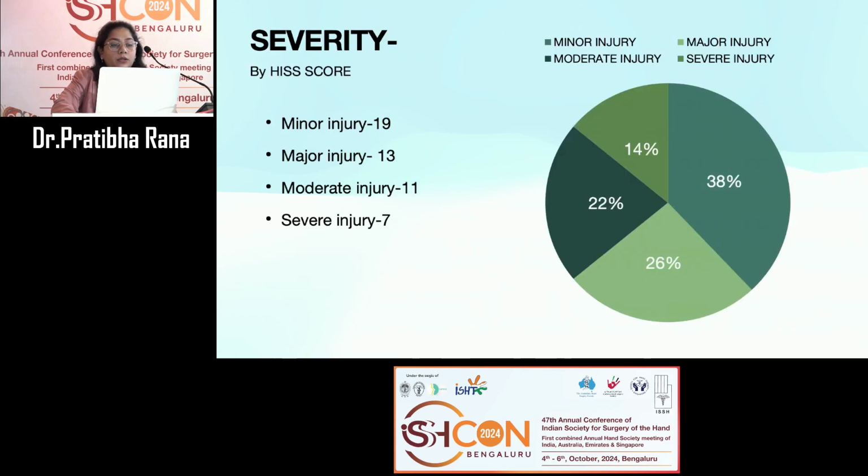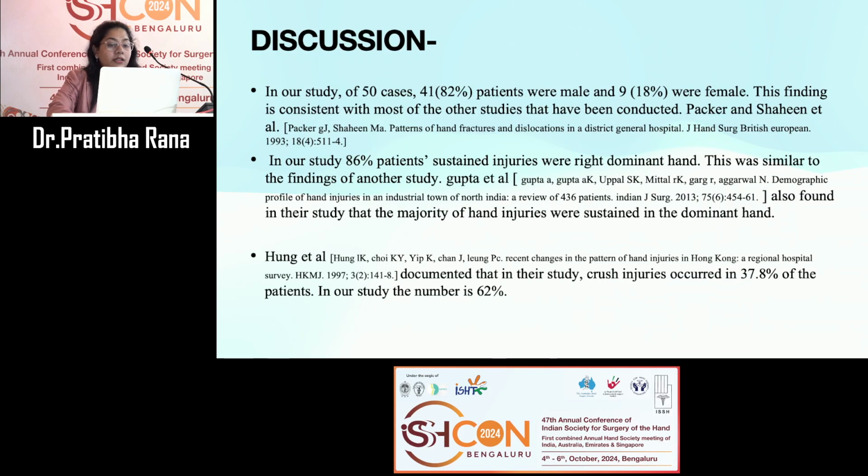So according to the severity score, the most common injuries are mostly the minor type of injury, that is 38% of patients, and severe injury was in 7% of the patients. In our study, of the 50 cases, 82% were male and 18% were female. The finding is consistent with most other studies that have been conducted.